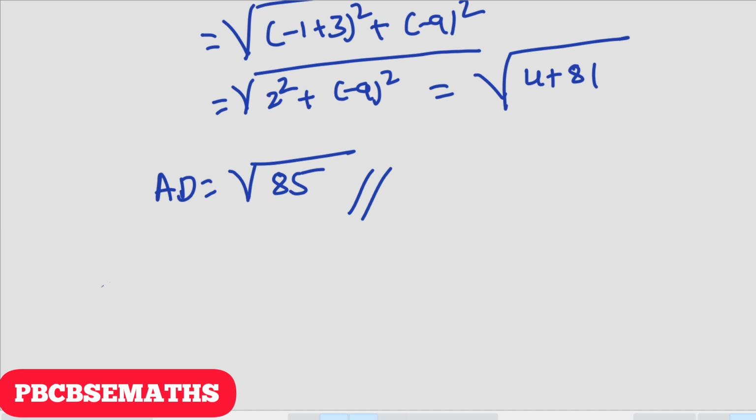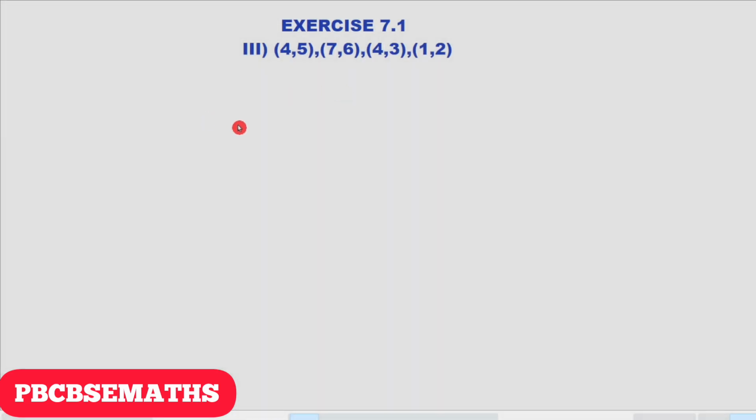That is the solution. I hope you all got this solution. Let's move on to the next question. In this question, we have 4 points 4, 5, 7, 6, 4, 3 and 1, 2.